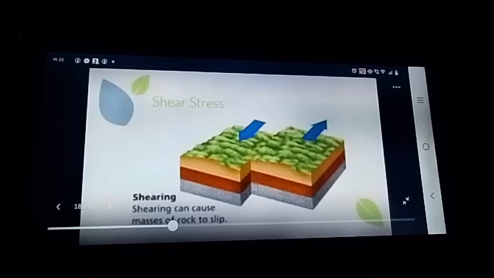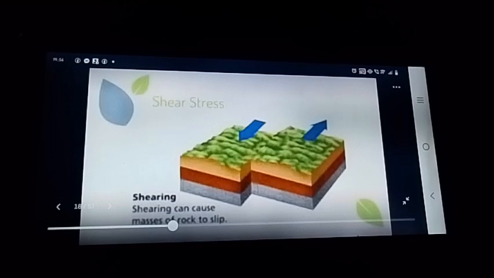And here's how it plays out in the earth. Transform boundaries. When two tectonic plates slide horizontally past each other, they create shear stress along the boundary. This stress causes the rock to deform and fracture, leading to earthquakes. Think of two cars driving next to each other. If they bump or rub against each other, it creates a shearing force.